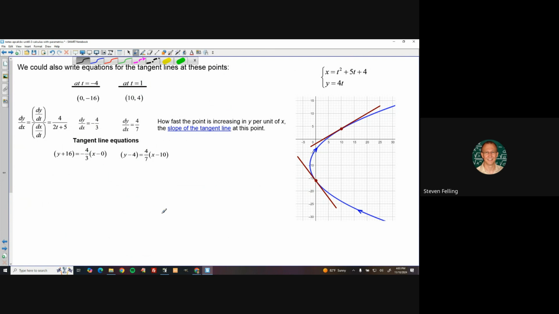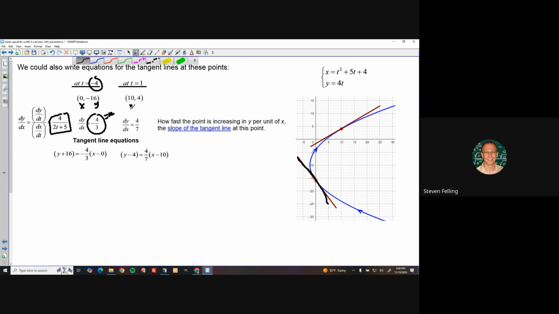Now, if we have the ability to plug in the parameter and get an x and y location, and an ability to come up with an equation for the slope and plug that in and get a slope, once we have an x and a y and a slope, we can build a tangent line, right? This would just be y minus -16, so y plus 16, equals the slope of -4/3 x minus 0. That would be the tangent line here at this location.